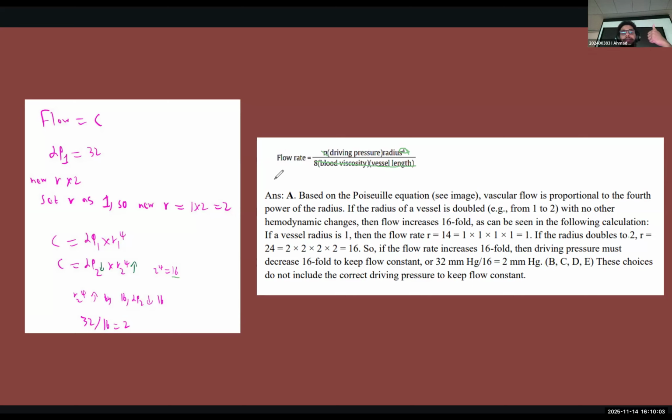So what does this mean? That means that the driving pressure, the new driving pressure, must go down by 16 to oppose the change and keep the flow rate equal. That makes sense? So initially, our driving pressure was 32. But now, since it changed by 16-fold, in order to ensure the effect of the radius is negligible, we're going to divide 32 by 16 in order to get 2 as the answer. Does that make sense? All clear? Any questions?